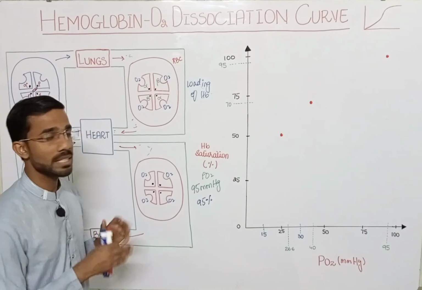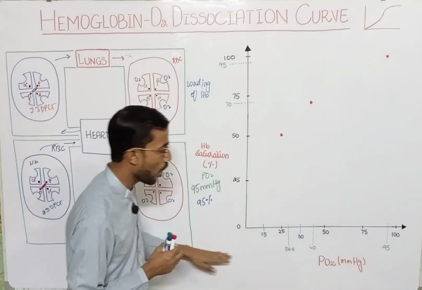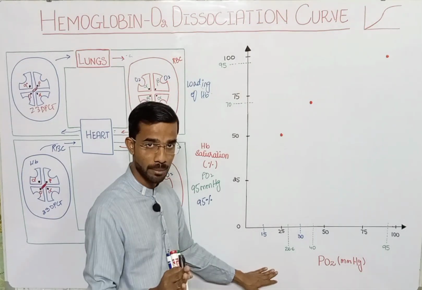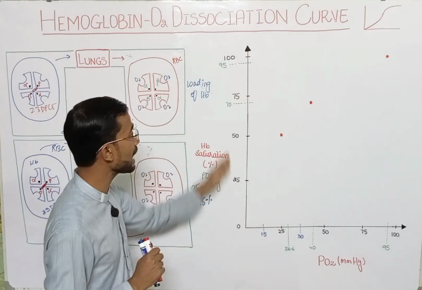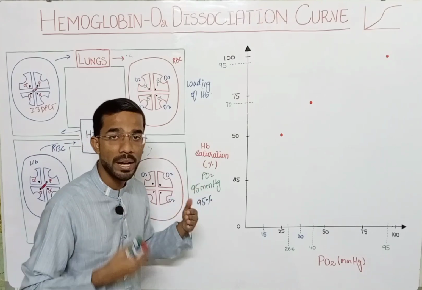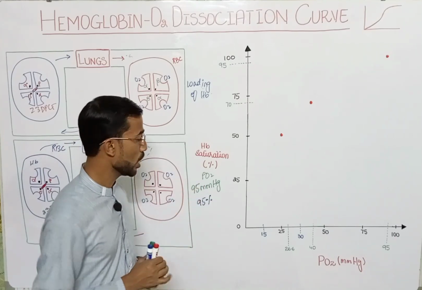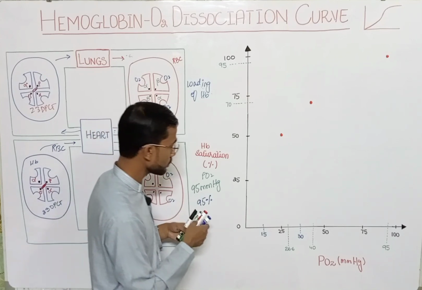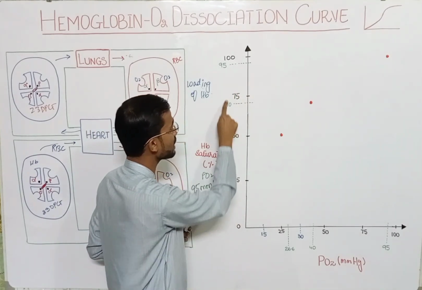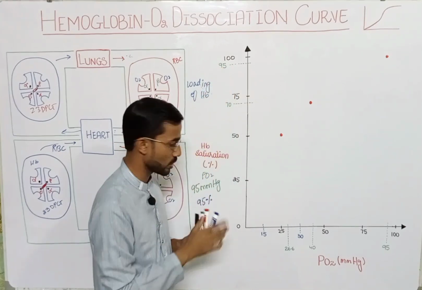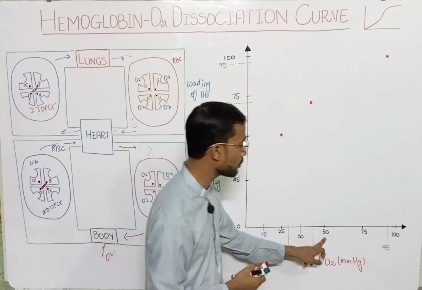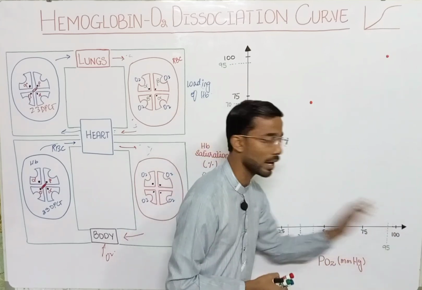So next we will discuss the curve. Here you can see on the x-axis we take the partial pressure of oxygen in millimeters of mercury, and on the y-axis we take the saturation of the hemoglobin, how much hemoglobin is saturated. On the y-axis you see 0, 25, 50, 75 and 100% saturation. Same here on the x-axis: 25 partial pressure, 50, 75 and 100.